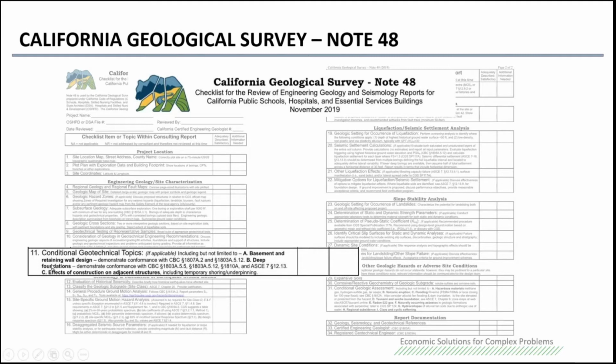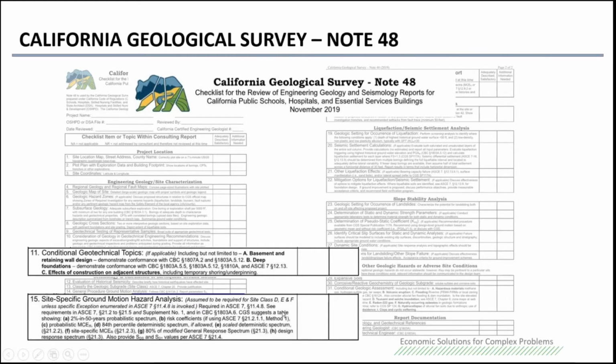So first, they have one additional item called conditional geotechnical topics. So that will include the basement or retaining wall design, the foundations, and also the effects of construction on adjacent structures. For item 15, it is very similar to the previous version, but right now they add site class D.